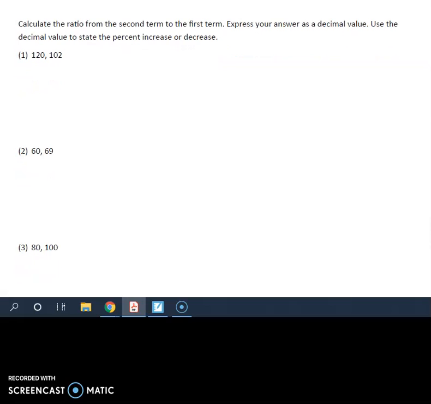So to calculate that b value, like we did back in chapter 1, we're going to do a ratio. We take the second number, it's called the b value or the r value, like back in chapter 1. Take the second number divided by the first number. And that's going to tell me my b value or my multiplier. So 102 divided by 120 is 0.85.